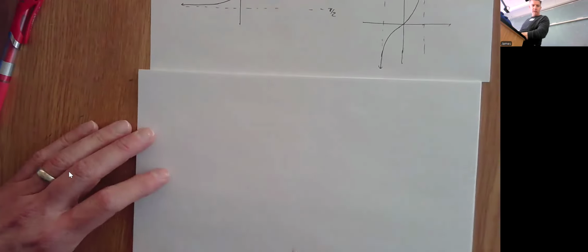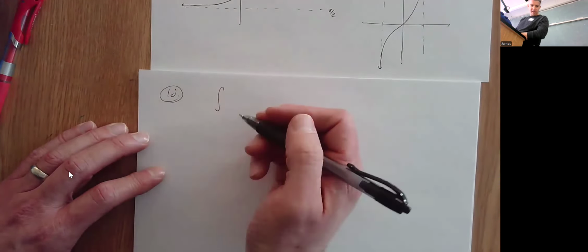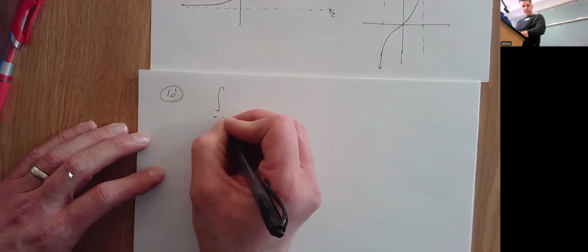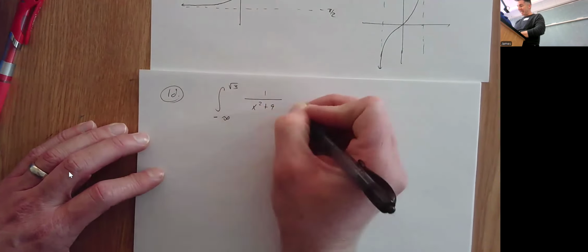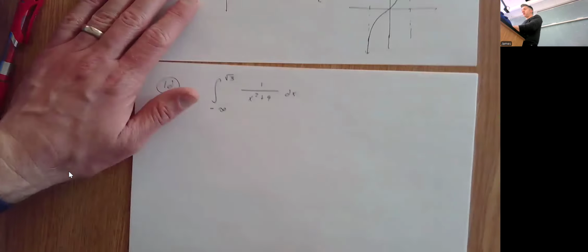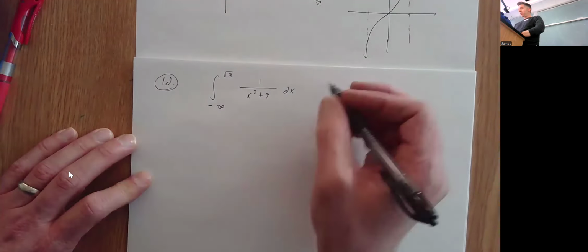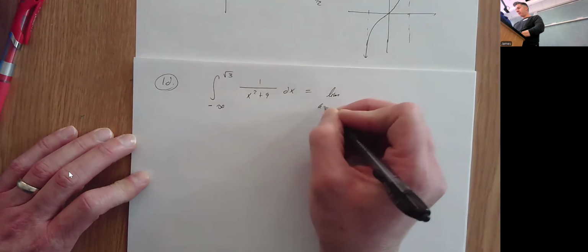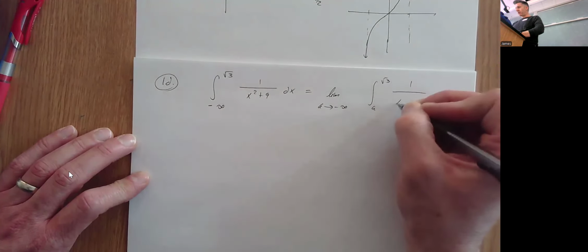So let's look at 1D from the discussion sheet. The integral is similar, but a little bit different: from negative infinity to root 3 of 1 over x squared plus 9. The first step is still going to be the same. As with any improper integral, the first step should always be to rewrite it as a limit. Sometimes there's another first step before that, but assuming we just have a problem point or a problem infinity, we're just going to rewrite this as the limit as a approaches negative infinity of the integral from a to root 3 of 1 over x squared plus 9.